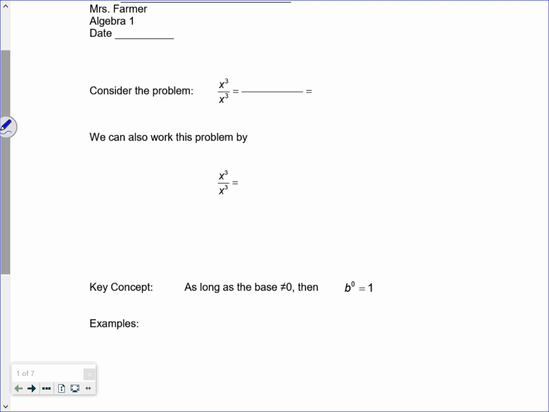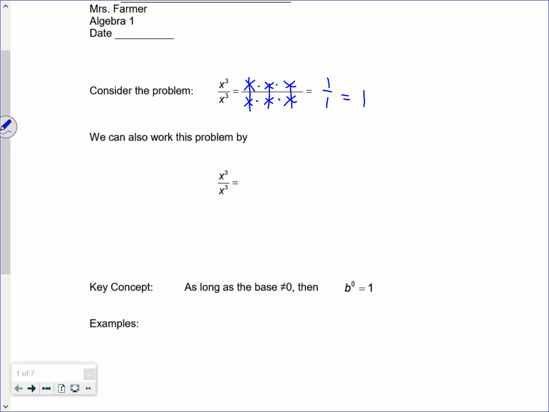Okay? All right, so first of all, we want to consider the problem x cubed over x cubed. Now, the long way to work this is to expand those x cubes. That's how we first talked about it. And then to note that each one of these cancels to a 1, so you end up with 1 over 1, and this answer is just 1.